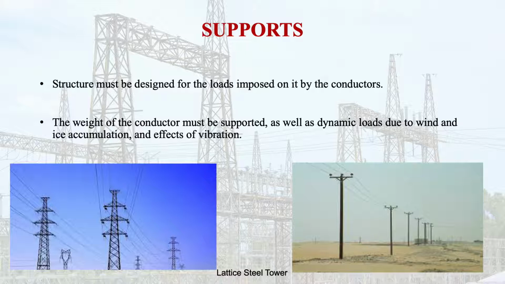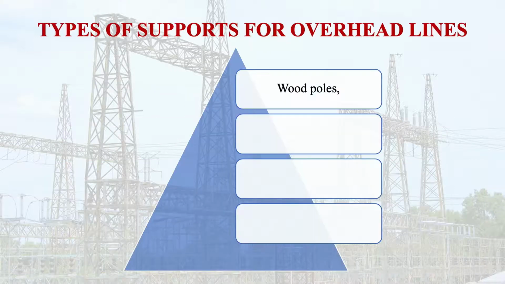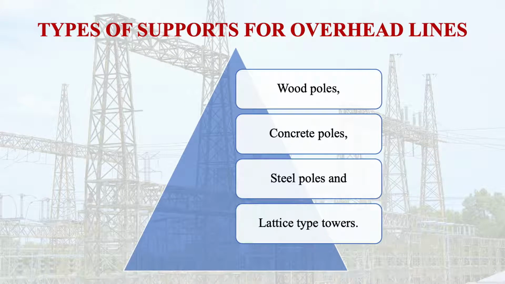Now what are the different types of supports for the overhead lines? These are the wood poles, concrete poles, steel poles, and lattice type poles or towers, as we say. These are very common kinds of supports. So let us see what a wood pole is.